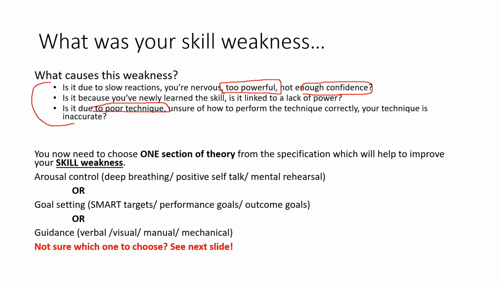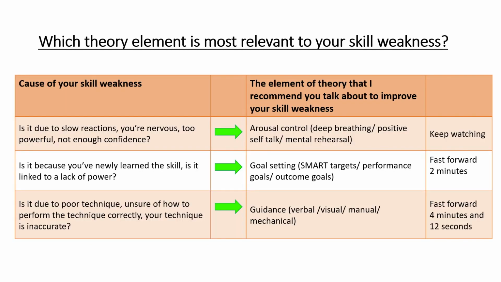If you're not sure about this, you need to speak to your teacher before moving on to any other section, because this is absolutely crucial that you understand what is the cause of your weakness. Once you know what the cause is, you can decide on one section of theory. You don't need to speak about all 3, just one section which you think would help to improve your skill weakness. Now, these are the 3 that you have to choose from, and on the next slide, I'll help you decide which one is going to be most relevant to you.